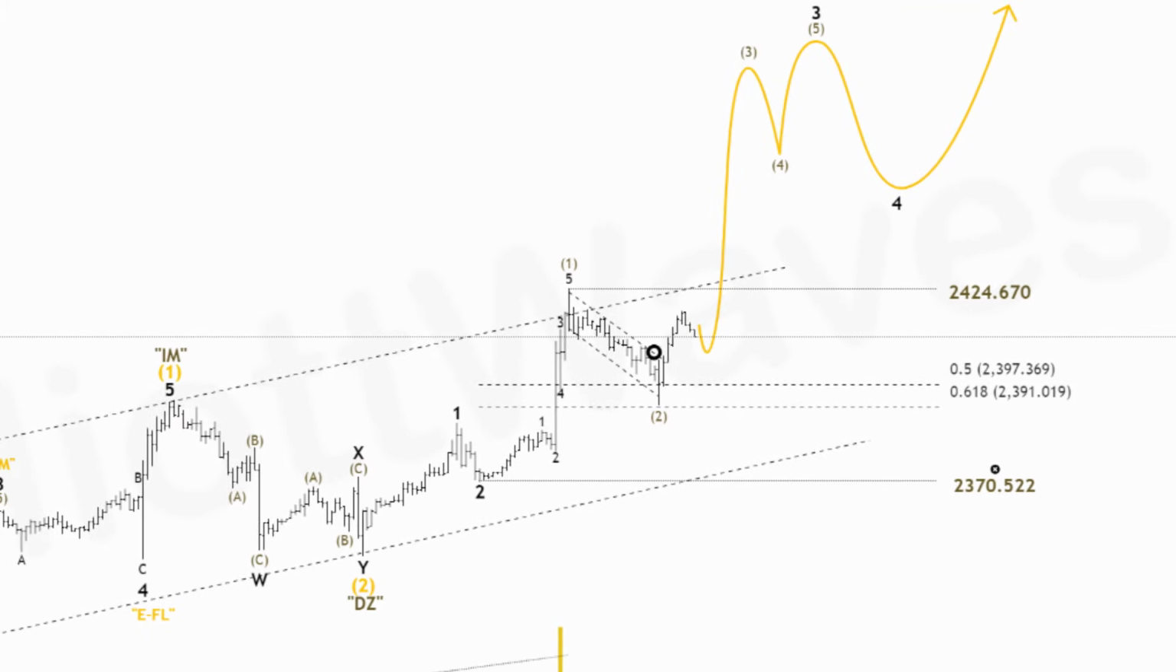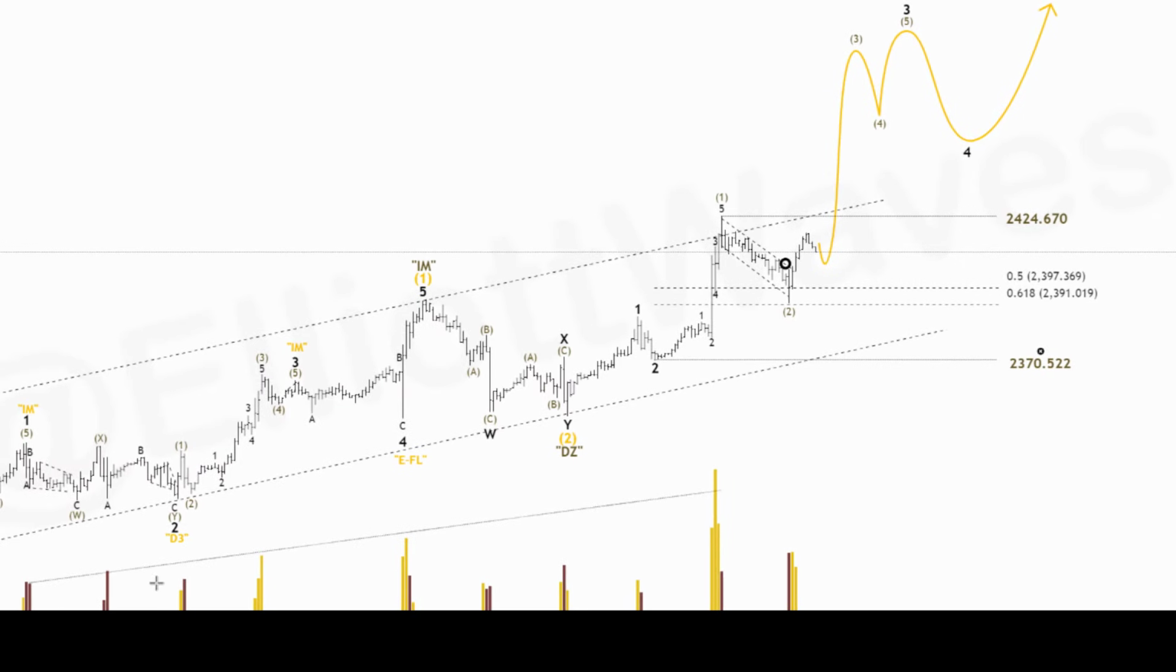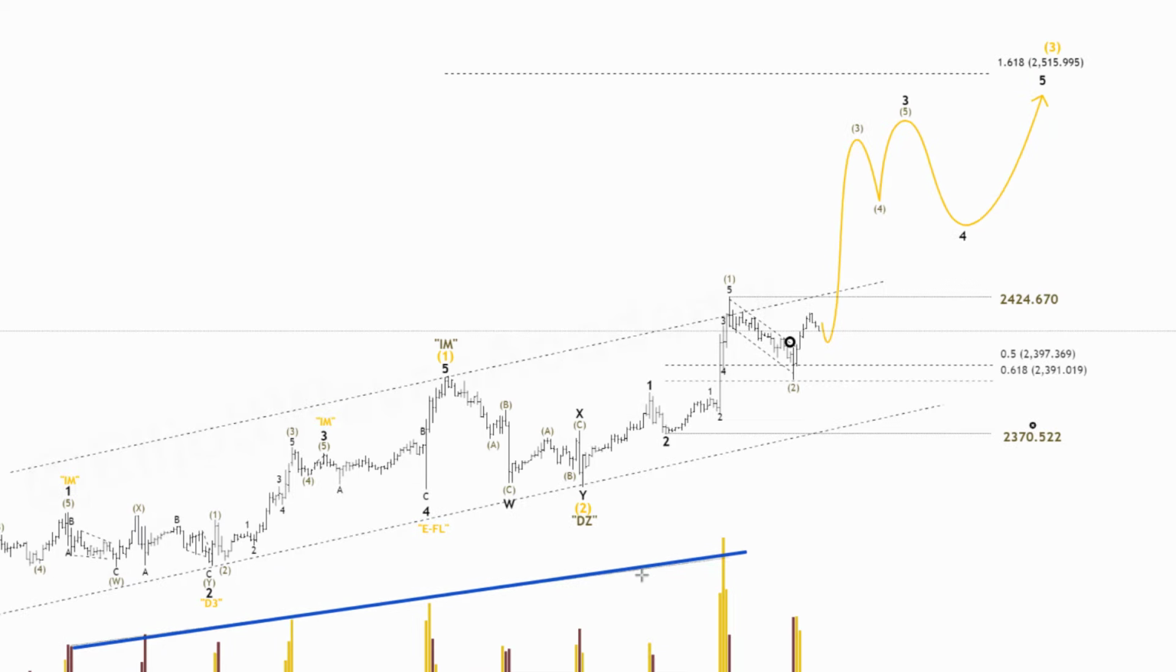What enhances this vision is the increase in volume. As you can see below, it started weak, then gradually increased till it became like this, and this is an ideal volume within the impulsive structures. When price gets to the wave 3, you see volume like this. So as long as the price didn't break 2,370, this scenario will remain valid.